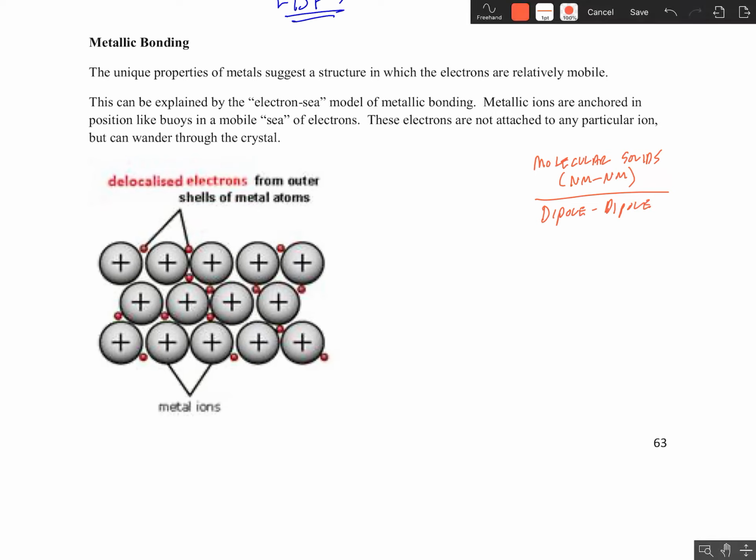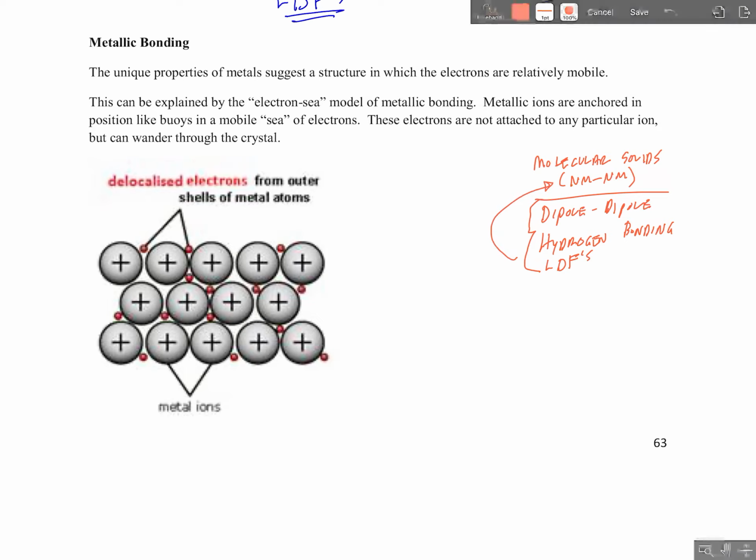Do you remember the other two? Hydrogen bonding, good job. And finally, that's right, London dispersion forces, which we call LDFs. These are all molecular solids. They are nonmetals bonded to nonmetals.